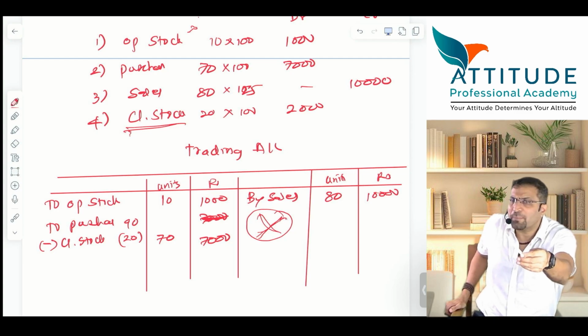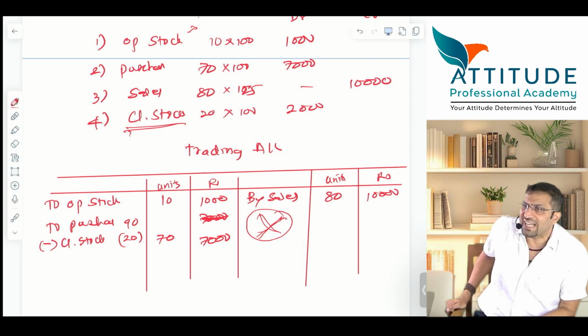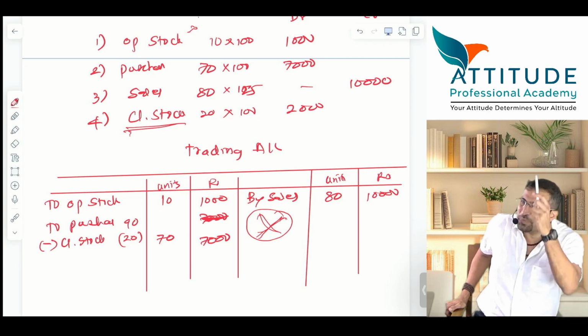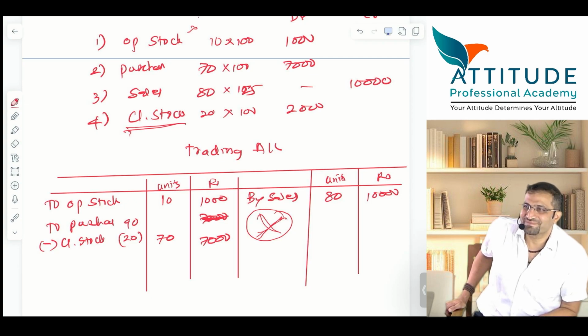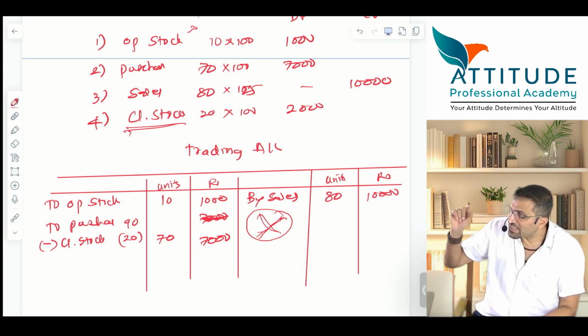And if closing stock appears not in the trial balance but as an adjustment, what does it mean? It is not adjusted with trading, it is not adjusted with purchases either. Then those purchases are actual purchases. Got it? Clear? Are you able to get the difference?